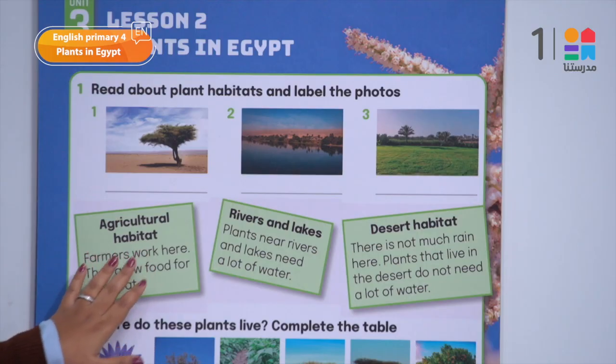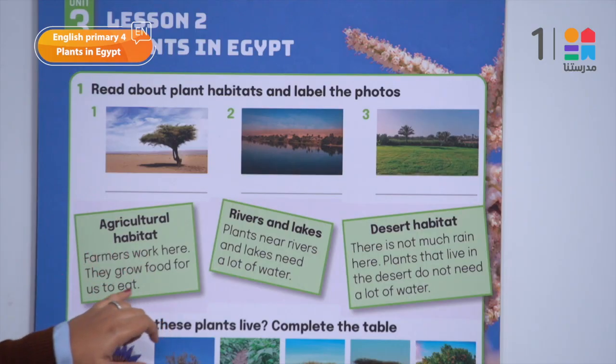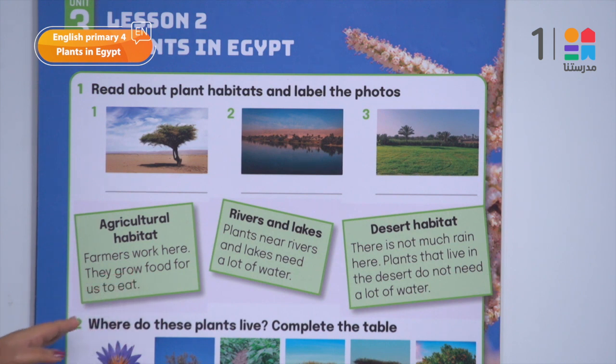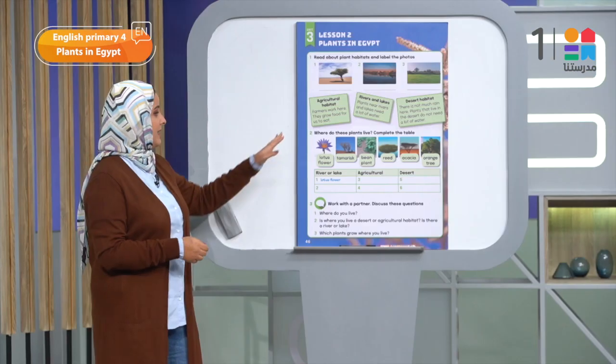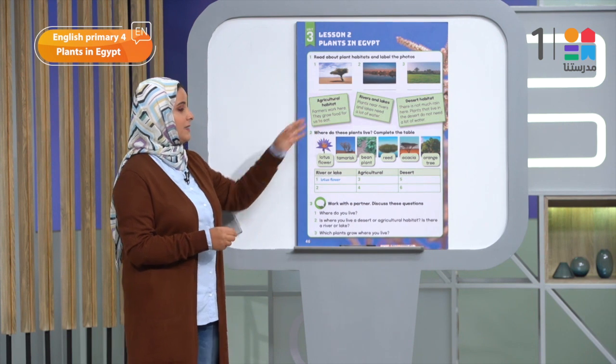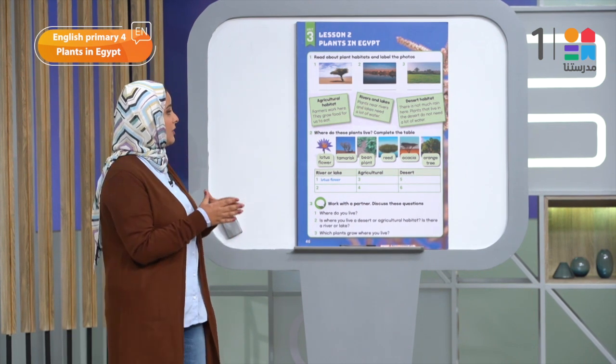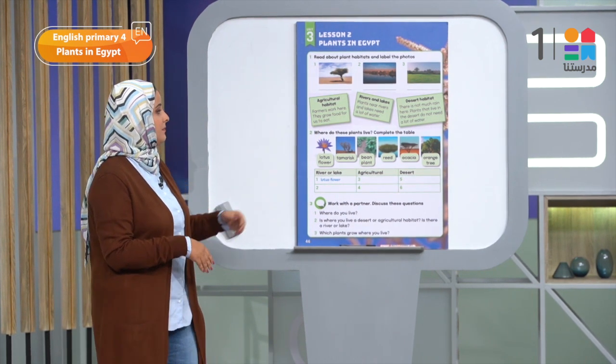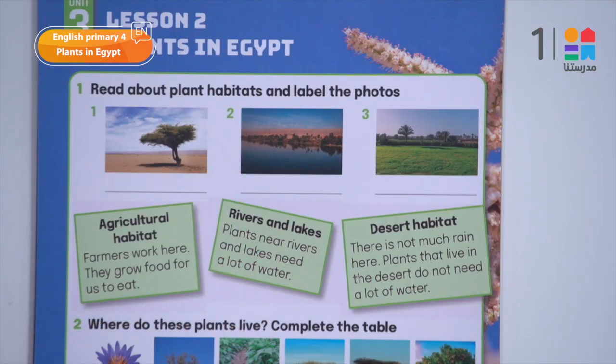Agriculture habitat, farmers work here, they grow food for us to eat. So the habitat we are talking about is called the agricultural habitat. Agricultural habitat. Rivers and lakes. Plants near rivers and lakes need a lot of water.